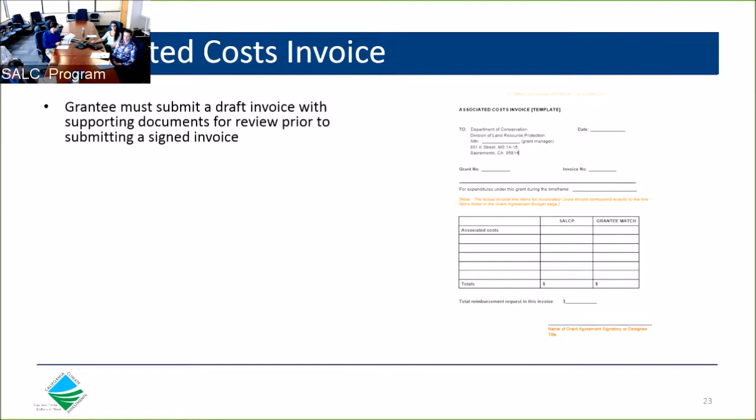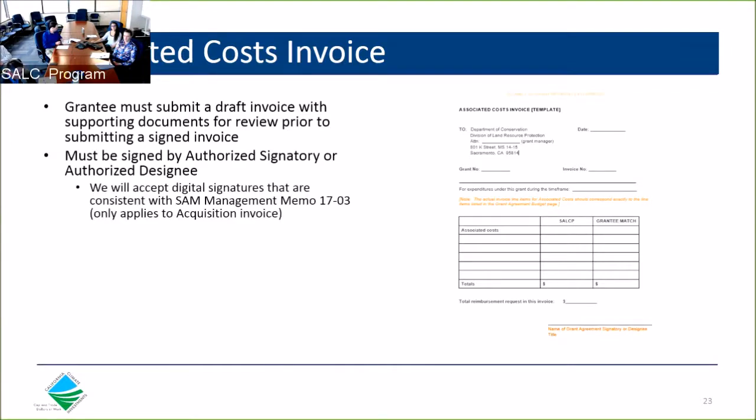Like the easement acquisition invoice, the department must receive an original signed invoice in blue ink along with 2 copies of the signature and 3 copies of all supporting documentation. If there are any changes to any of the associated cost line items, the grantee must submit a budget change request in writing prior to the submission of the draft invoice.